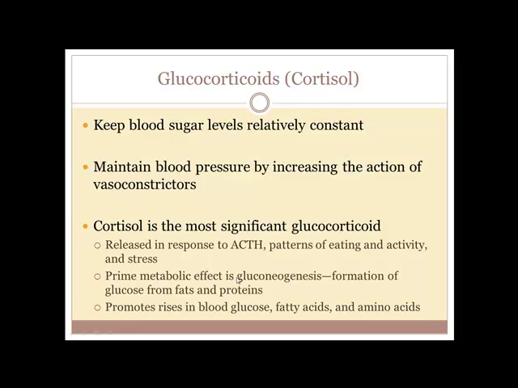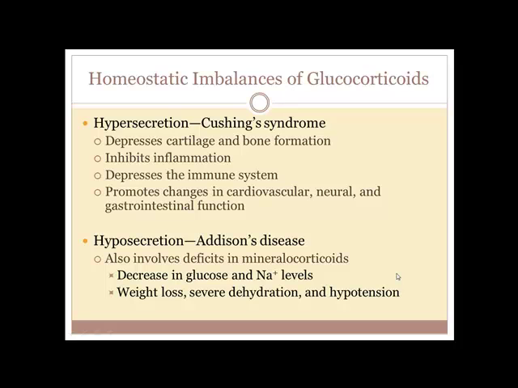Its prime metabolic effect is gluconeogenesis, the formation of glucose from fats and proteins. It'll promote rises in blood glucose, fatty acids, and amino acids. If you get hypersecretion of our glucocorticoids or cortisol, it will depress cartilage and bone formation. It will stop inflammation. It will make your immune system decrease in function, and it will promote increased blood pressure, and actually will end up causing you to gain weight in the long run.